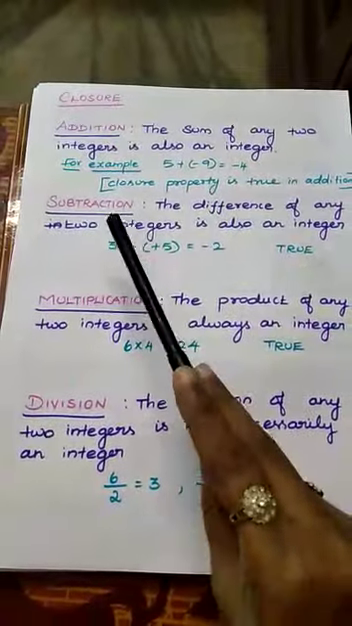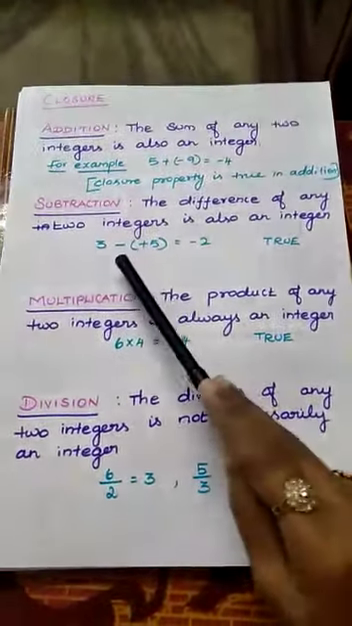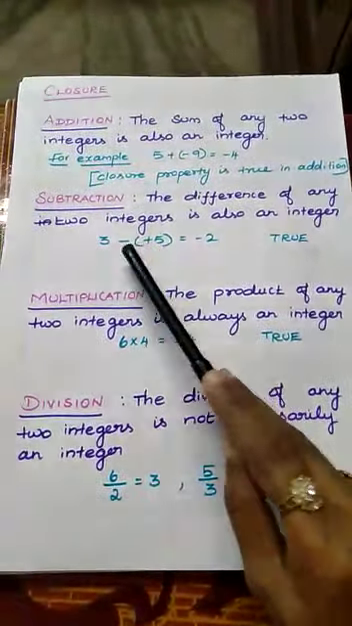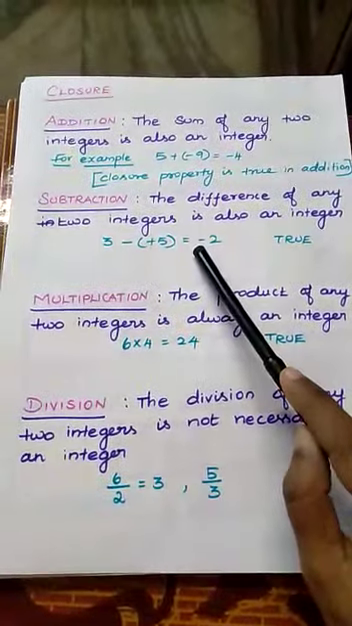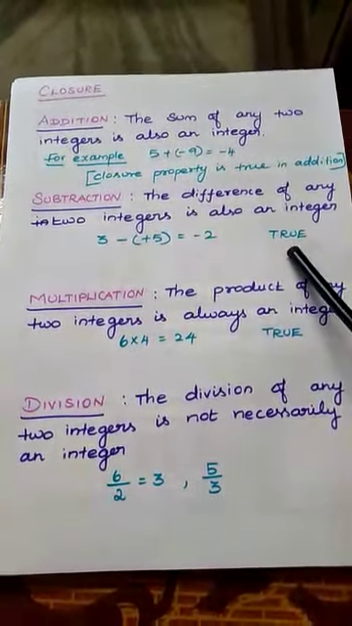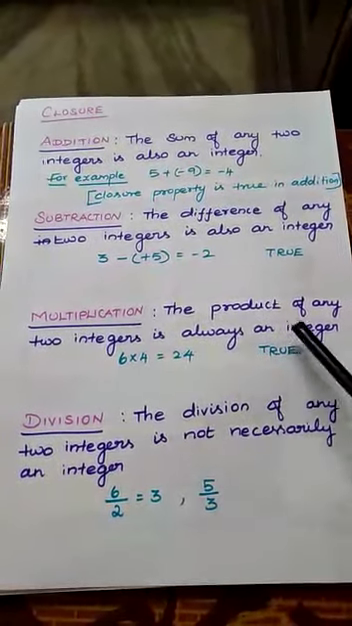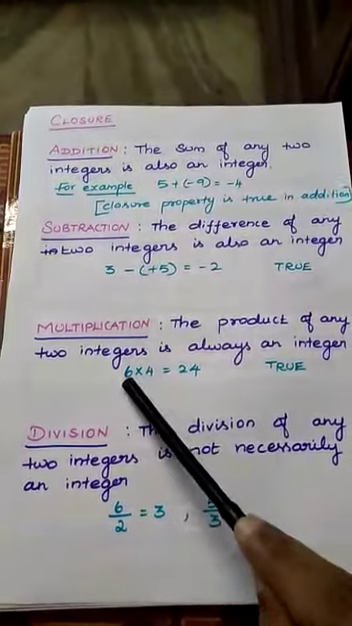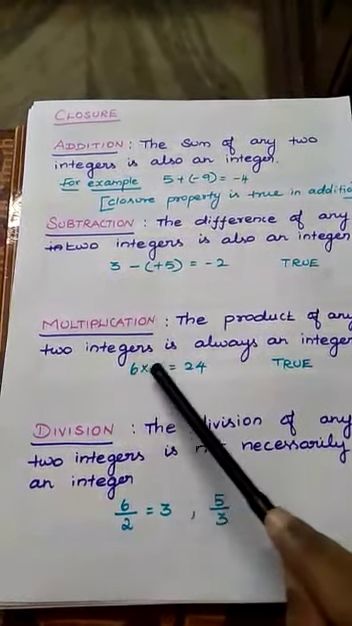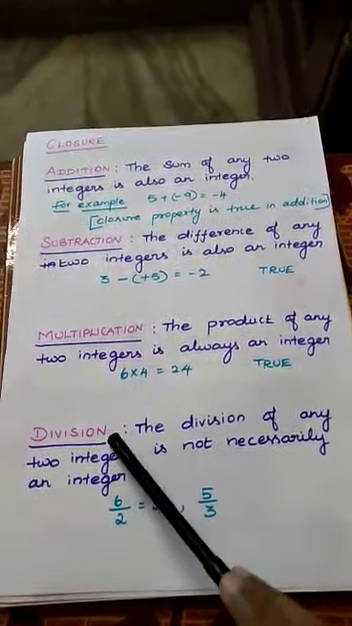The next one is subtraction. The difference of any two integers is also an integer. Take any two numbers, 3 and 5. Subtract the values. What is the answer? 3 minus 5 is 2, and the symbol is minus only. So it is true in subtraction. Multiplication. The product of any two integers is always an integer. Select any two numbers and multiply them. 6 is one integer, 4 is an integer. 6 into 4 is equal to 24, which is also an integer. So it is true.